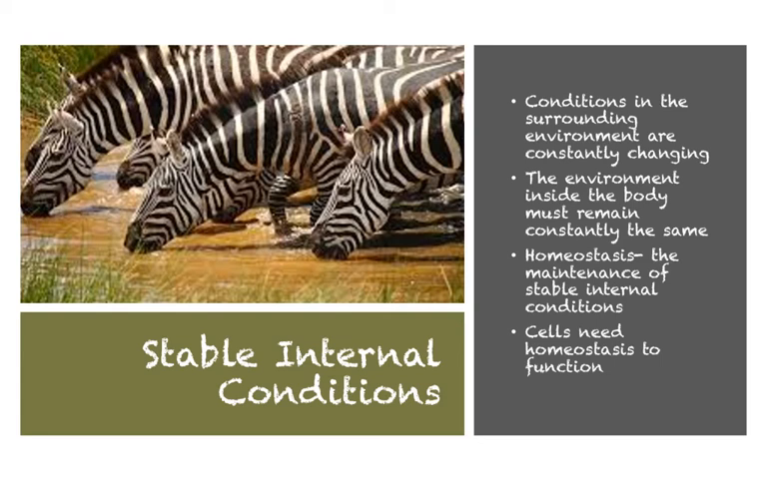Cells need homeostasis to function. Cells need a certain amount of water to function. They need a certain temperature within the body to remain alive. If the temperature in the body gets too hot or too cold, the cells can't survive. Cells need a certain amount of nutrients in order to survive. So homeostasis is absolutely essential to the body's ability to survive. Whether you are an animal, a human, or bacteria, you need that stable internal condition in order to survive.